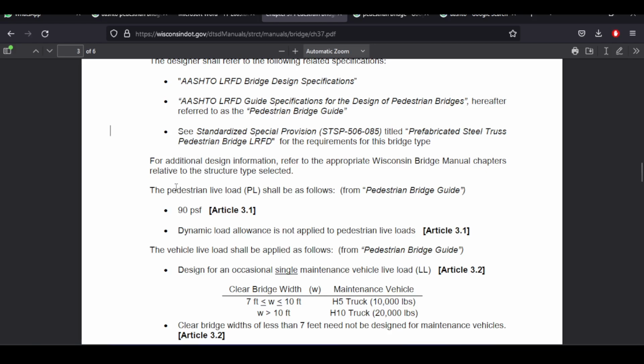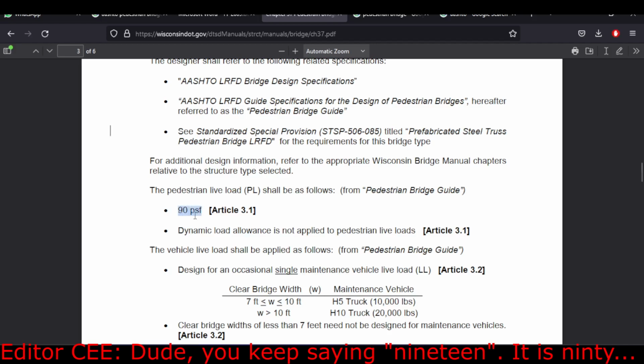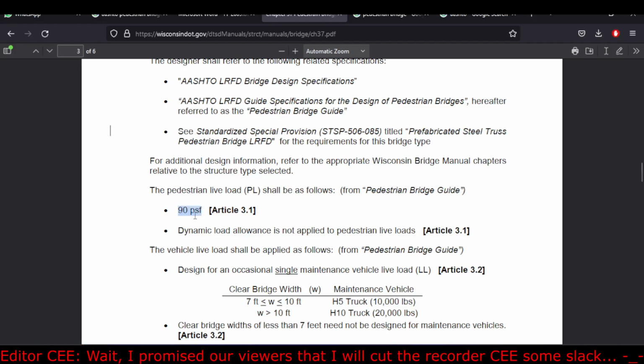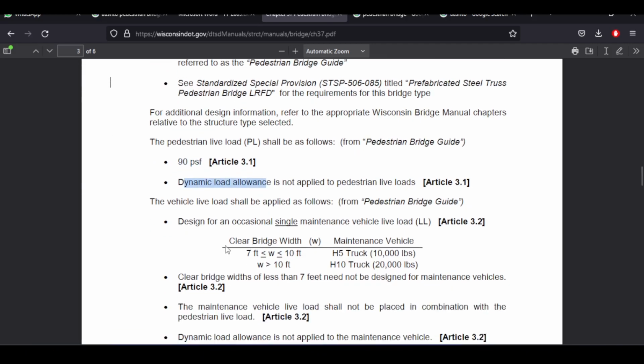Then you can see that there is a pedestrian live load as 90 PSF. We need to convert this into pascals. I will think about the conversion later. There is no dynamic allowance, and there is also a single maintenance vehicle. I'll talk about this in a moment. Of course, sometimes you don't need a maintenance vehicle. I'll come to that anyway.